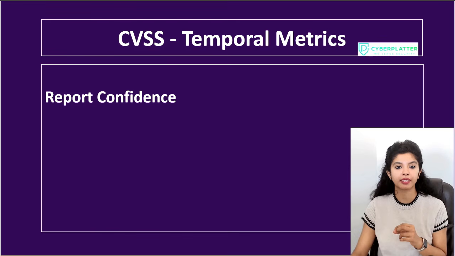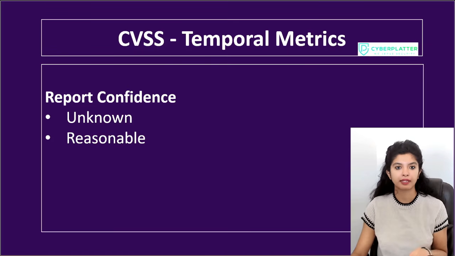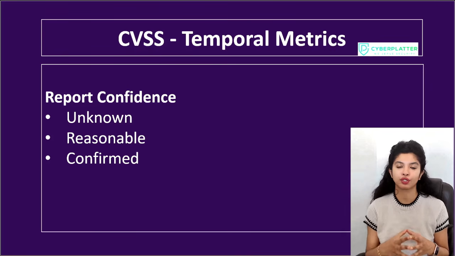Next factor in temporal metrics is report confidence, that is how certain we are that the vulnerability is real. Unknown, that is reports are unverified, for example, rumors on a forum or no proof yet. Reasonable, some supporting evidence exists, example, security researchers reproduce partial results. Next is confirmed, multiple trusted sources verify it, example, published in NVD with vendor confirmation. So these temporal metrics don't change the core severity, that is the base metrics, but they help organizations to judge urgency.